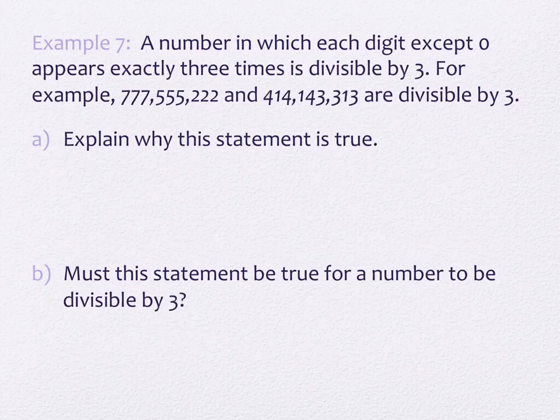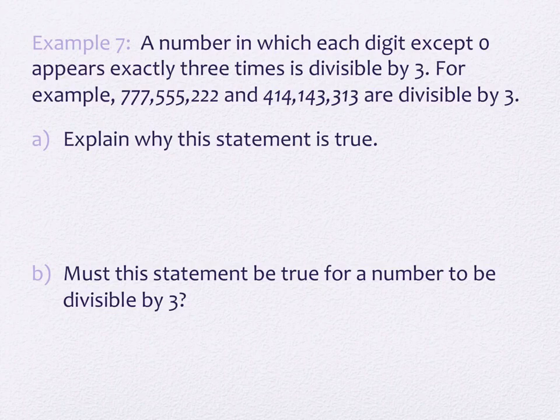All right, let's take a look at a clever one. It sounds like a terrible statement, but this is actually really quite clever. A number in which the digits, except 0, appear exactly 3 times are divisible by 3. For example, 777, 555, 222, or 414, 143, 313, right? Every number that's included is included 3 times. Those numbers are all divisible by 3.